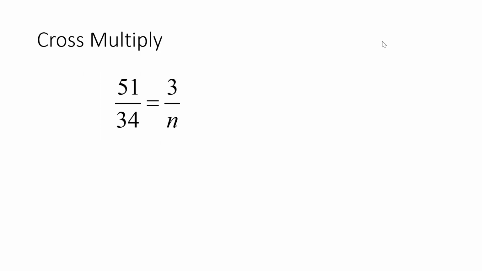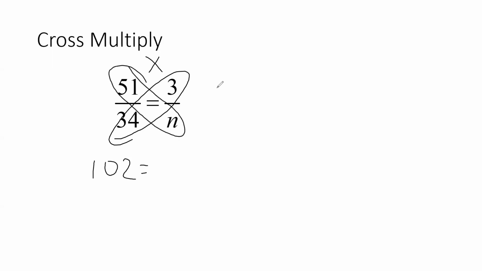So I'm going to take one side and multiply. 3 times 34 is 102. Before I multiply the other side, I always bring down my equal. Now multiply the second diagonal. 51 times n is 51n.